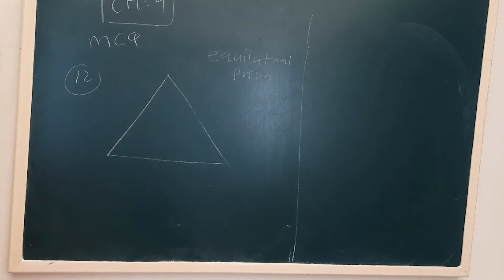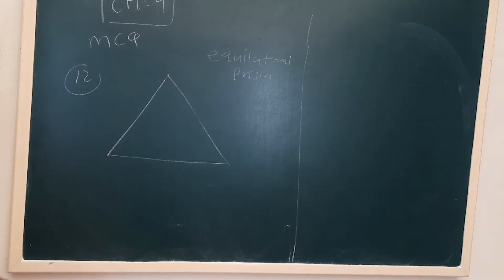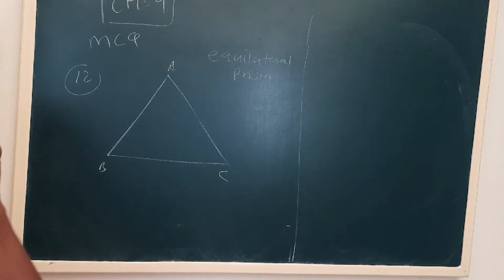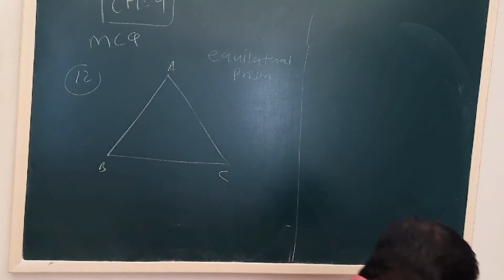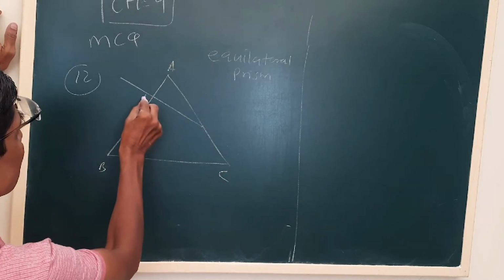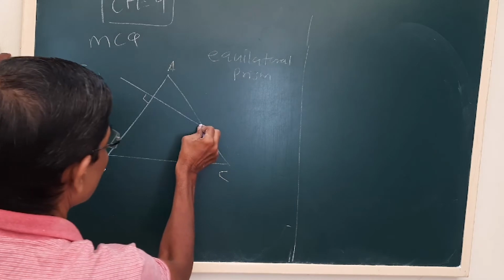Given a ray incident normally on any surface, let us say the ray is incident normally like this on the AB surface. Now what is the angle of deviation? This is the original direction.